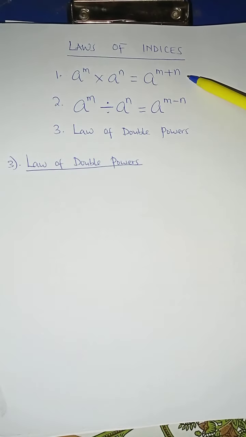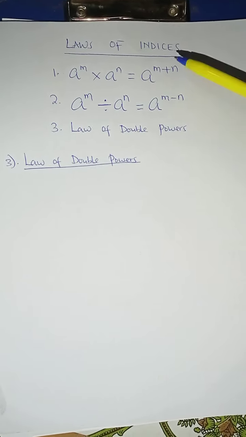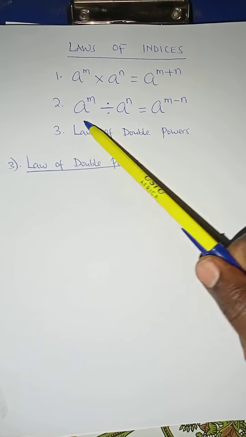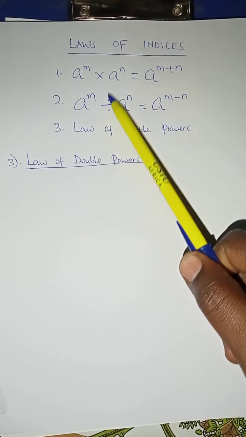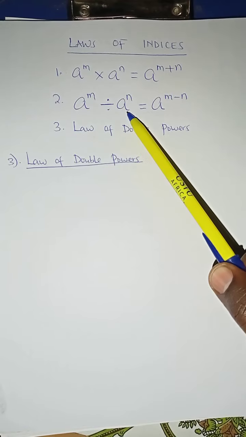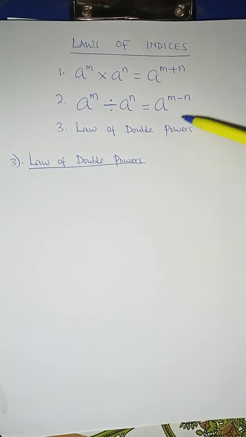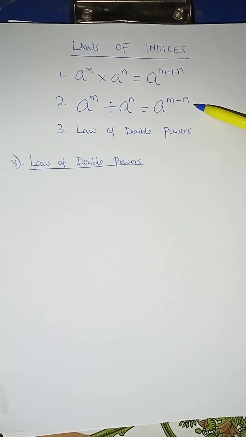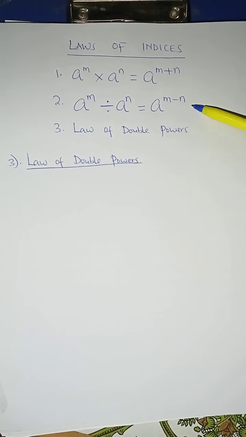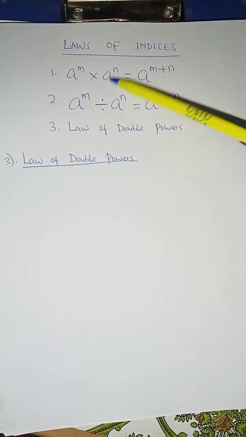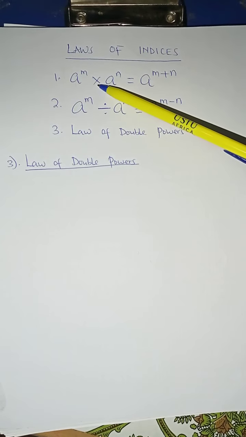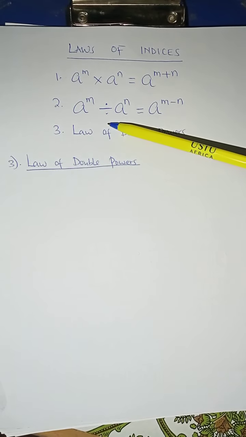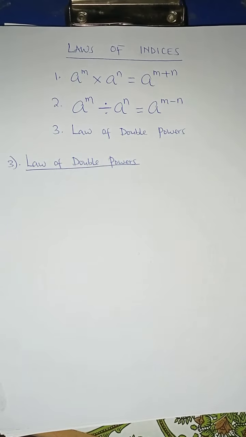Law of multiplication. The second law states that when we are given two numbers of the same base, a power m divided by a power n, that simplifies to a raised to power, we subtract the powers. Law of division. So here we must see the multiplication sign. Here we must see the division sign.